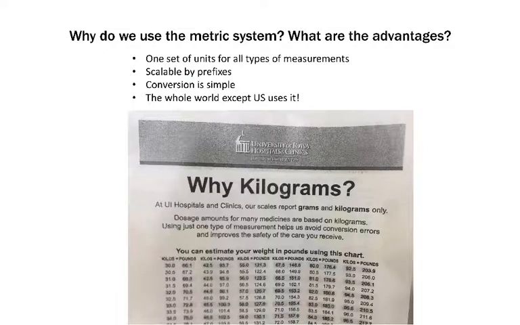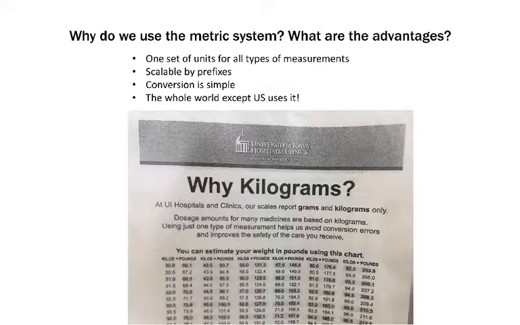because they're scalable by prefixes. So grams and kilograms, meters, kilometers, things like that. Makes the conversion simple. If you're within the metric system, you're just moving the decimal point. Things like 12 inches per foot is not an easy conversion, but 100 centimeters per meter is a very easy conversion. And another thing about this, by the way, you all know the whole world uses it except us. The United States is the holdout.